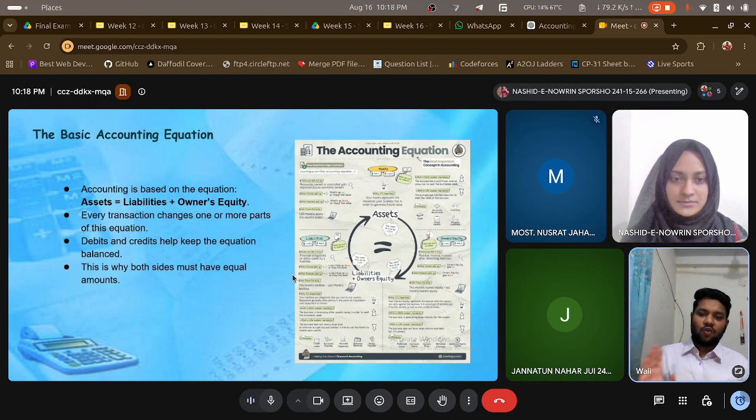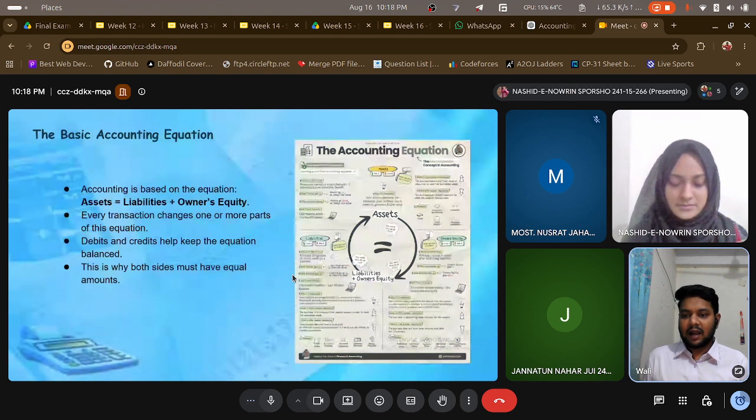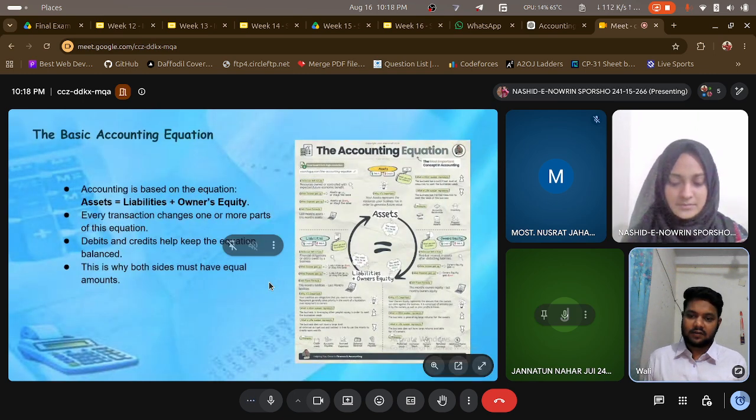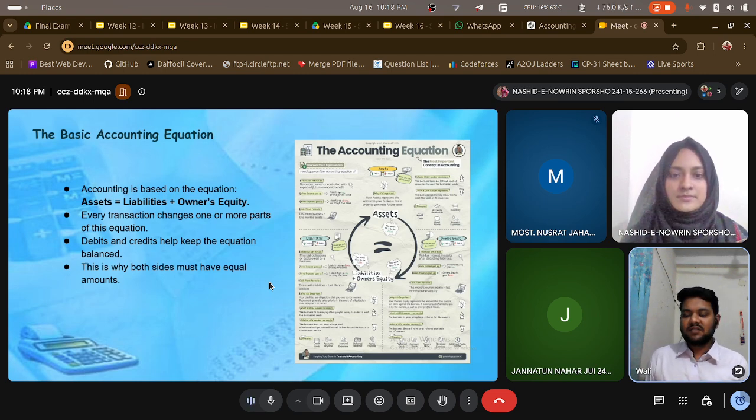Suppose I go to a shop and buy something for 50 taka. I can say that 50 taka I have taken from my account and 50 taka I have given to the owner. I will not give more or less, and the shopkeeper will not take less or more from me. So this is the basic principle of accounting. That was all from my side. I am handing over my presentation to my next teammate, Jannatun Hajri. Thank you for your brilliant patience.